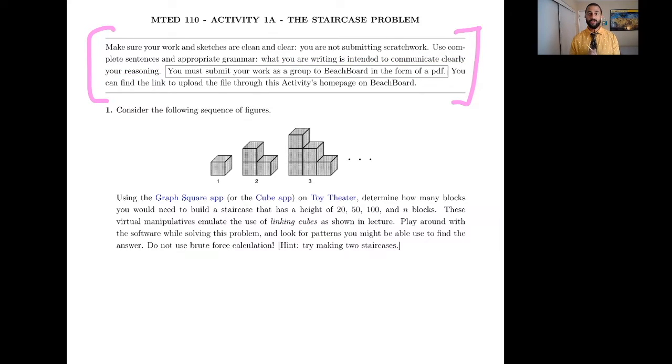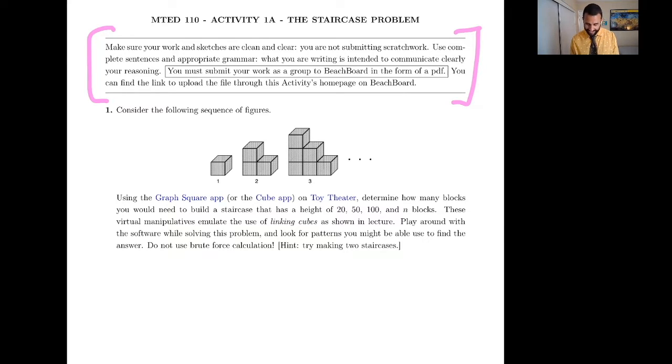Lastly, you must submit your work as a group to the appropriate Beachboard Dropbox. It has to be submitted to that Dropbox. No, I don't accept any emailed solutions or anything like that, because then it just becomes, frankly, a nightmare of getting all of these different things from all these different avenues of communication. You have to upload it to that Dropbox. I'll just leave it at that.